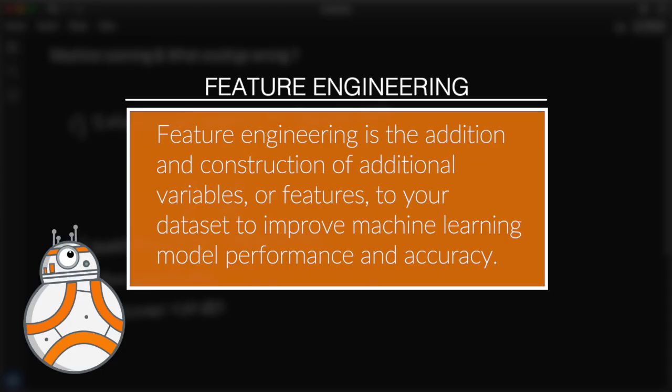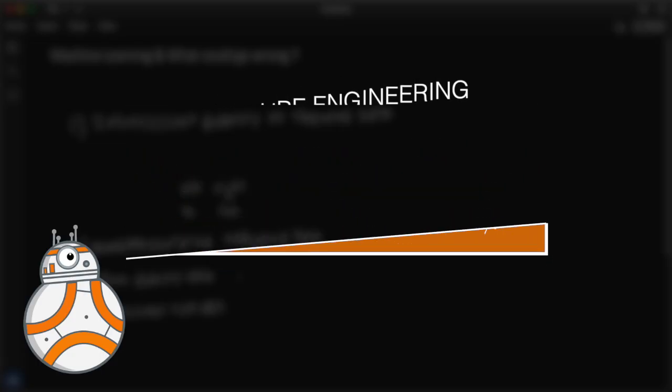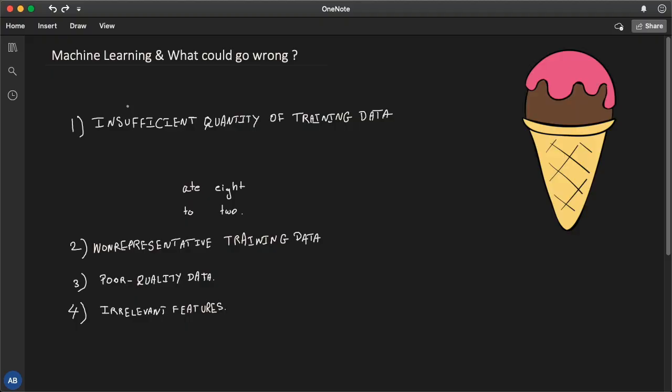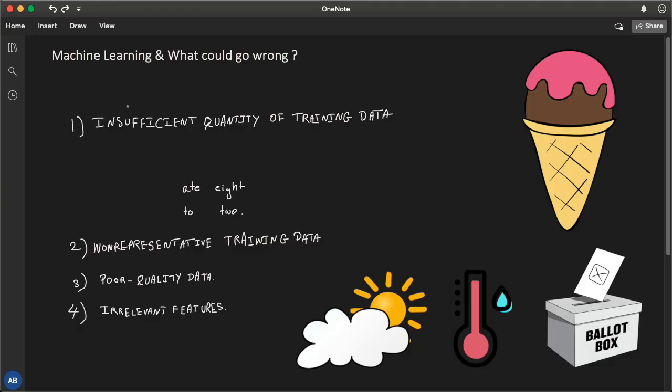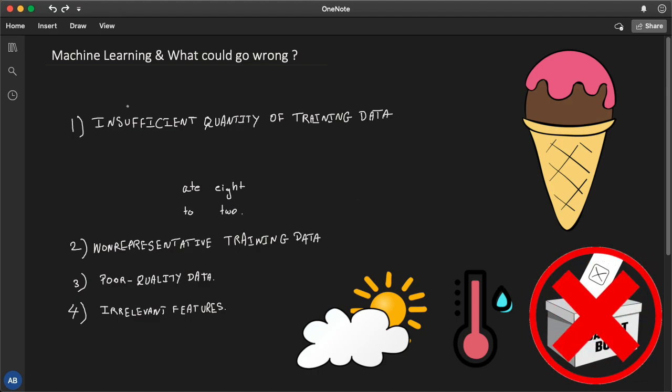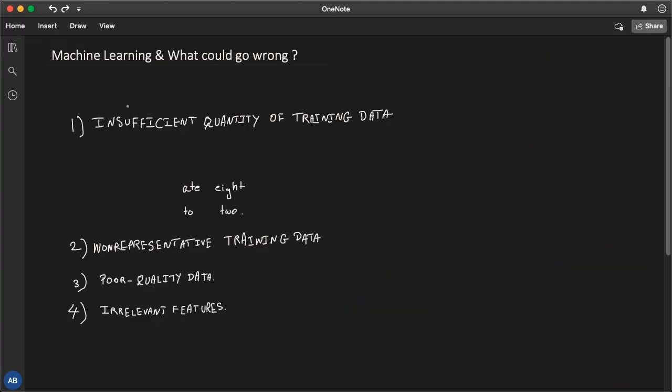This process is called feature engineering, and it involves feature selection, feature extraction, and creating new features by gathering new data. Now imagine that you're studying the sales of ice cream in a certain country and you're given features such as the weather, temperature, humidity, and so on. And one feature is something totally unrelated: the outcome of votes in 1936. Now, as you can see, this feature has nothing to do with sales of ice cream. So this feature is totally irrelevant, so better not to have it. And that's one involvement of feature engineering.